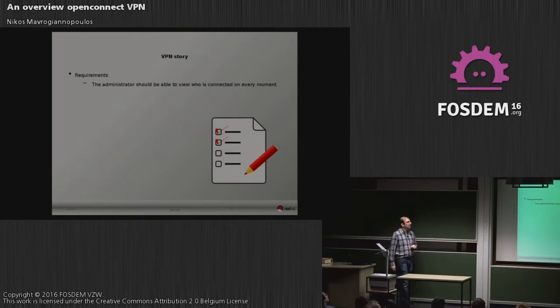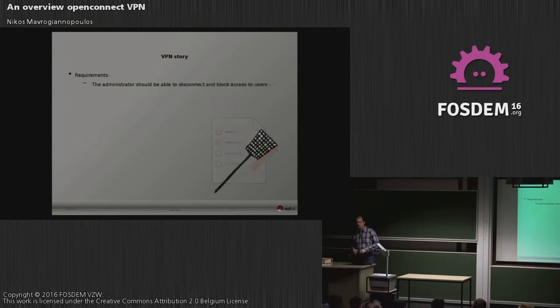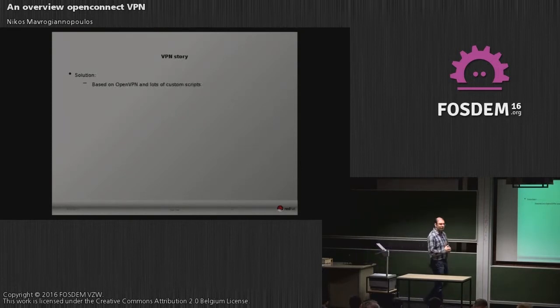Some other requirement was that we wanted the administrator to be able to see on the router who was connected at every moment. And not only that, we also wanted the administrator to be able to disconnect or ban users, for example, when he detects an abnormal connection from someone unexpected. And to make the long story short, in the end, we used an OpenVPN-based solution with many custom scripts to achieve what we wanted to achieve.